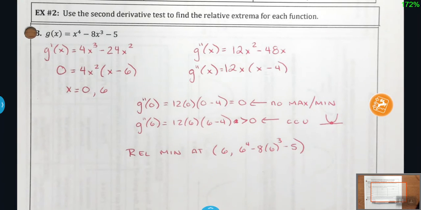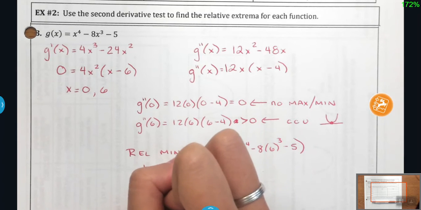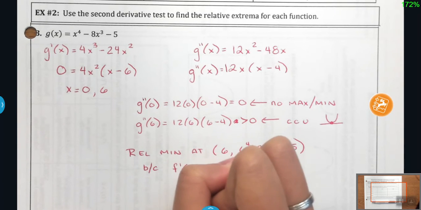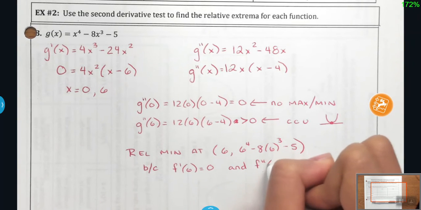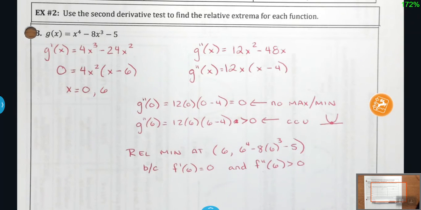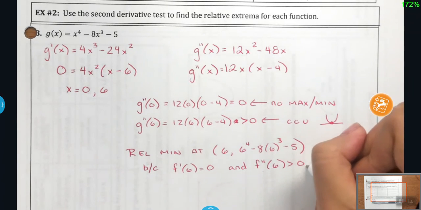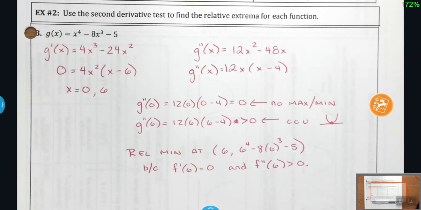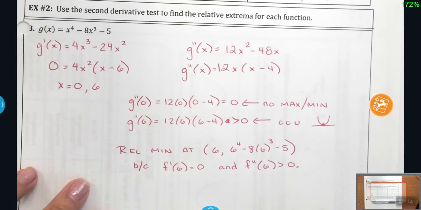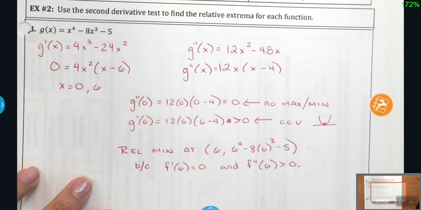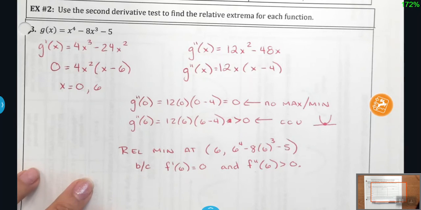And if it asks you to justify your answer, you would say because f prime at 6 equals 0 and f double prime at 6 is greater than 0. And that would be enough justification. Okay? Easy peasy. Oh, too fast? Anybody need this? Okay. All right.